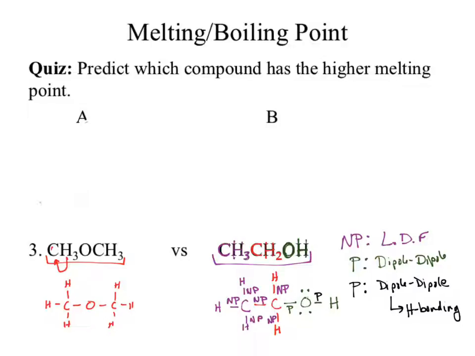For 3A, my strongest force was dipole-dipole. I'll leave it to you to break that one down to get that. Which is the stronger force, dipole-dipole or hydrogen bonding? Hydrogen bonding, which then means 3B has the higher melting point and or boiling point. Okay? Kind of makes sense?